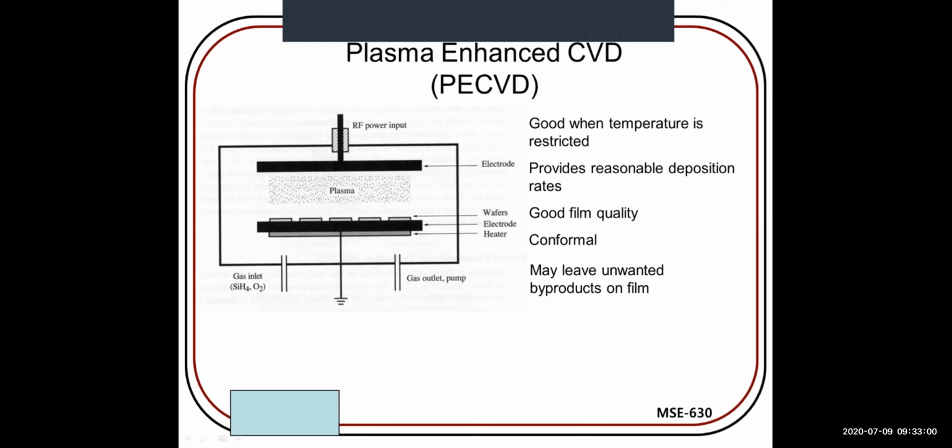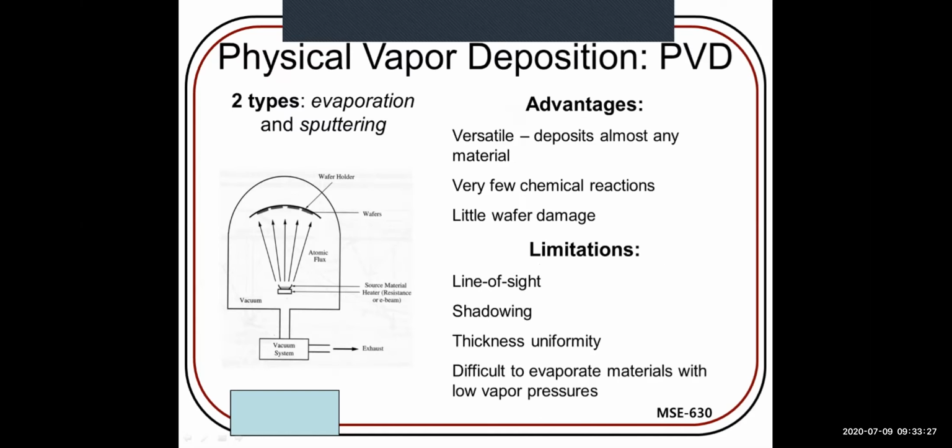In this, you can see the plasma is generated over here, and then we have wafers, electrode, or heaters down here, a gas outlet, and this is a gas inlet. Silicon hydride and oxygen are going into the chamber, and they are coming out from this outlet. This portion is grounded electrically, and RF power input is provided from here. So these are the steps, and this is also the advantages and limitations for PVD.